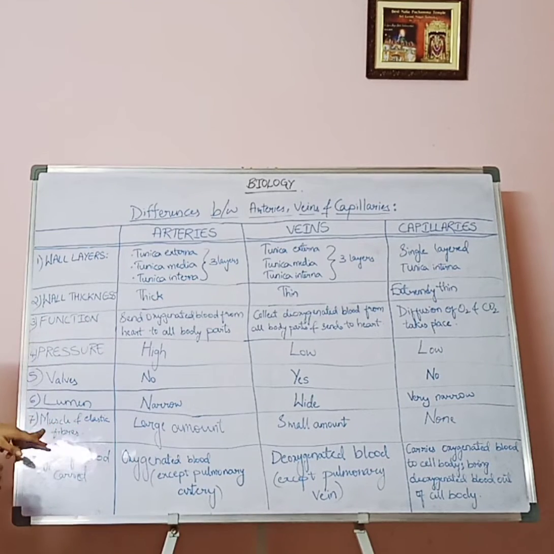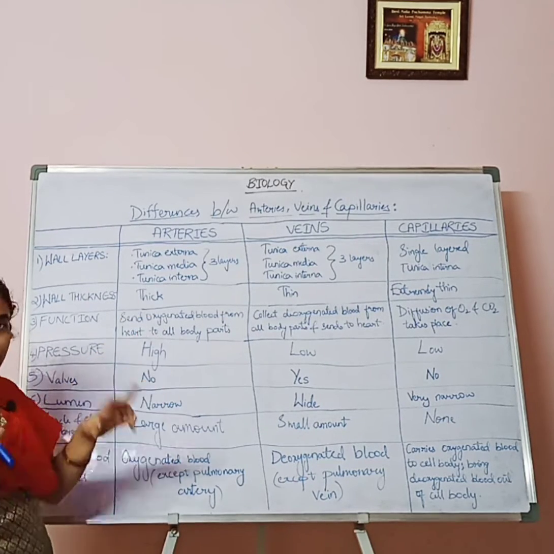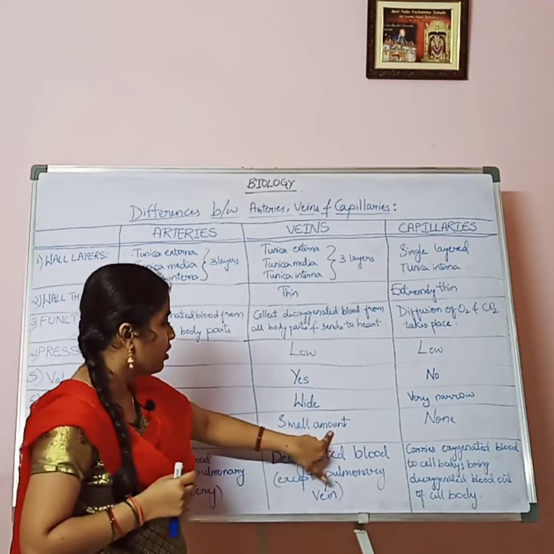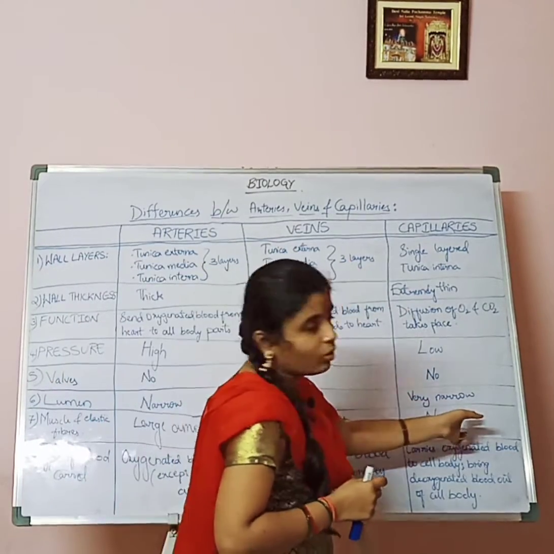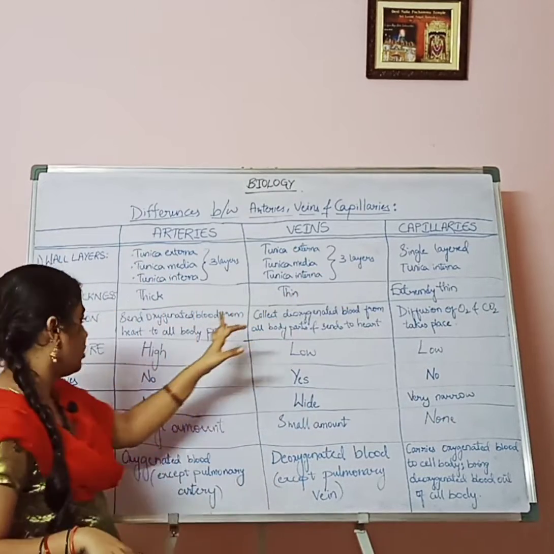Next, muscle and elastic fibers. The middle layer contains smooth muscle and elastic fibers. In the arteries it is very thick compared to veins, and in capillaries there is no tunica media and no tunica externa.